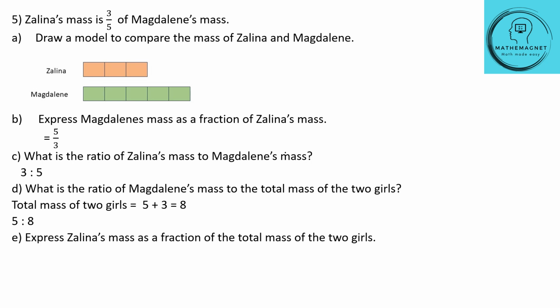Question E. Express Zelina's mass as a fraction of the total mass of the two girls. We know the total mass of the two girls is 8. So Zelina's mass as a fraction of the total mass of the two girls will be 3 by 8.